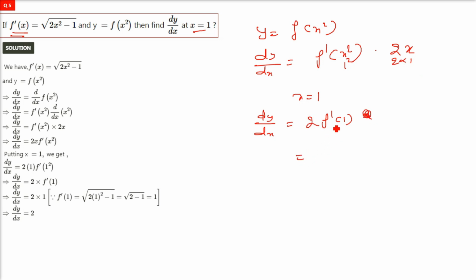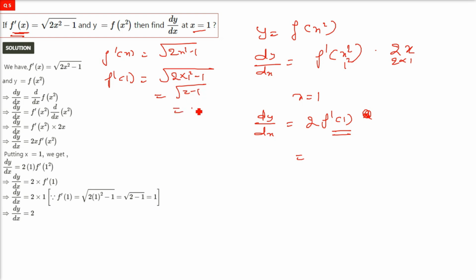What is f dash 1? For that we have to go to f dash x, which is already given in the question. So f dash x is equal to under root 2x square minus 1. In place of x, put 1. So f dash 1 will be under root 2 into 1 square minus 1. So it will be under root 2 minus 1, which is under root 1, which is 1 only. And this is 2 into 1, so it will be 2 only. The final result will be 2 only. dy by dx is 2.